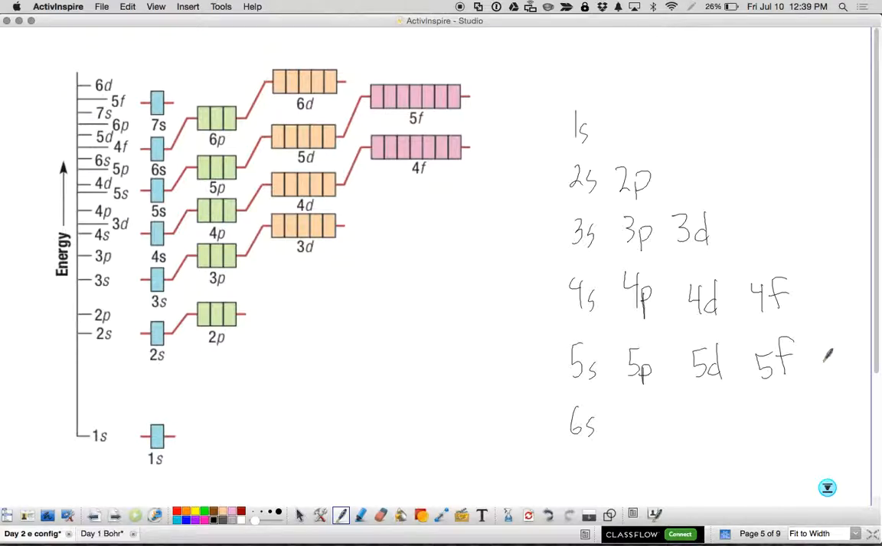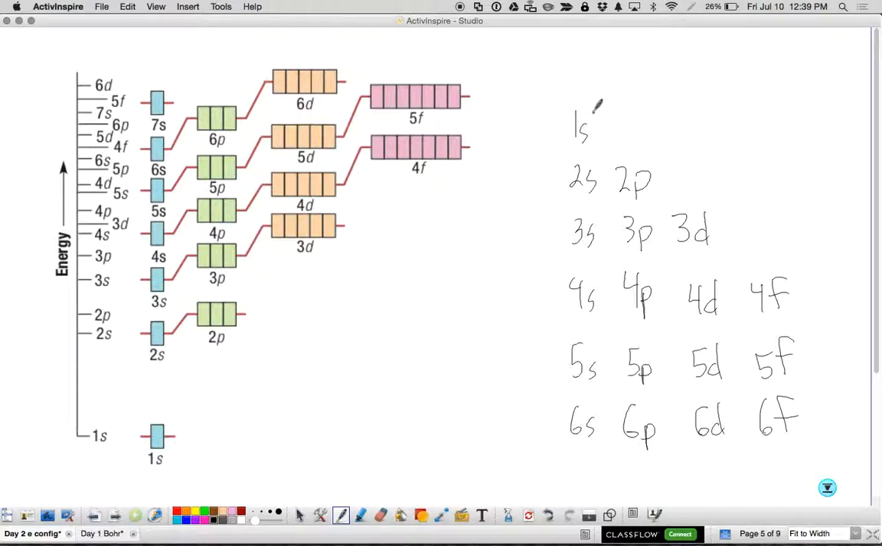And the reason is that we could go on to the g and the h, but nothing's ever found there, okay? So we're just going to simplify. And we're going to do the same thing here, 6p, 6d, 6f.